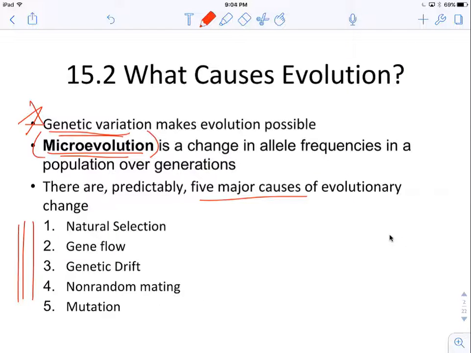Okay, you do have mutations, you do have gene flow, you do have genetic drift, which is about small populations. We'll get to that in a minute. You do have non-random mating in real life. You do have natural selection. Okay, so we're going to go through each of these, and here we go.